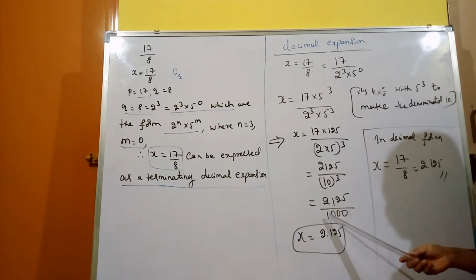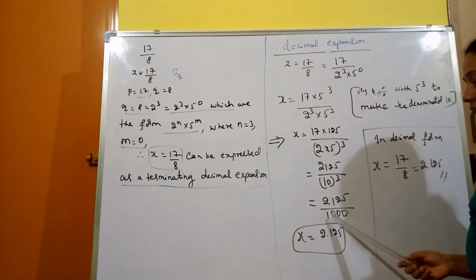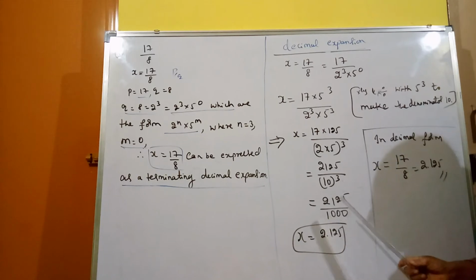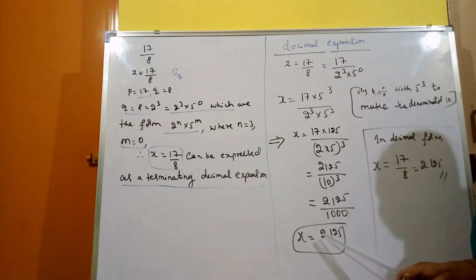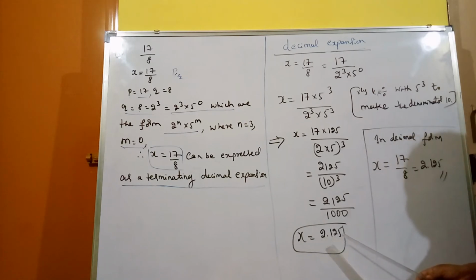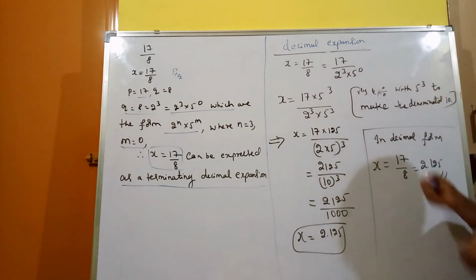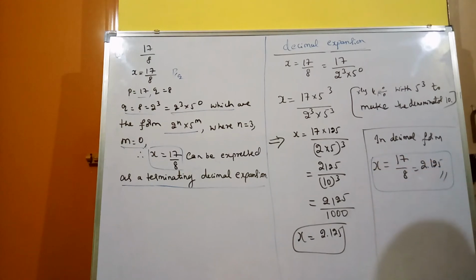Then 10 whole cube means 1000. We know that in decimal expansion, when any number is divided by 1000, we write the numerator as it is. From the right side we have to put the point after 3 digits: 1, 2, 3. Then x is equal to 2.125. So the decimal expansion of the given number 17 by 8 is x equal to 2.125.